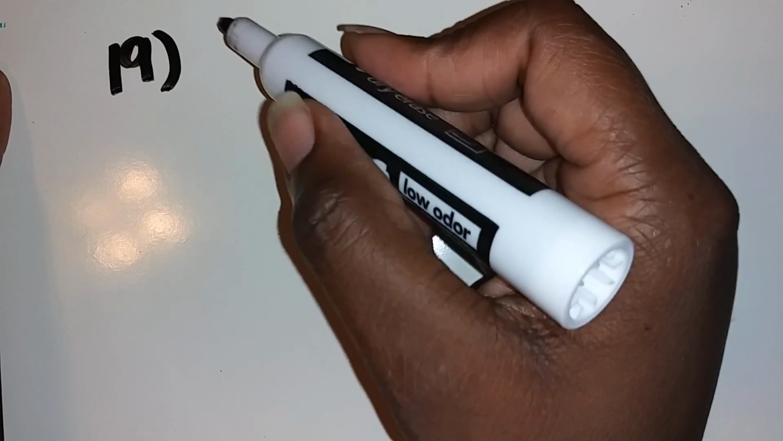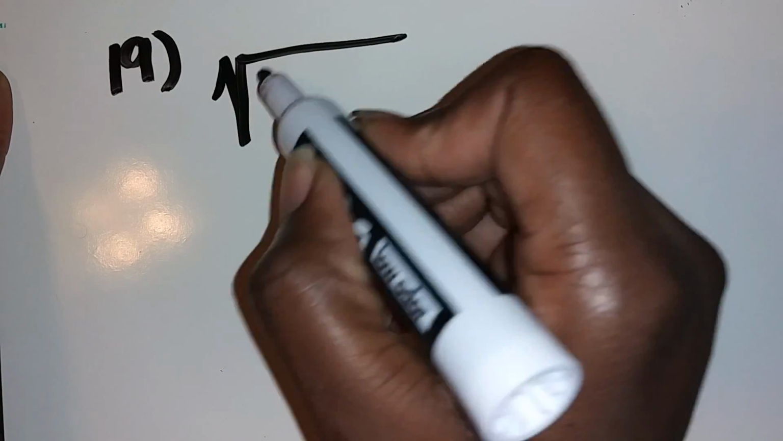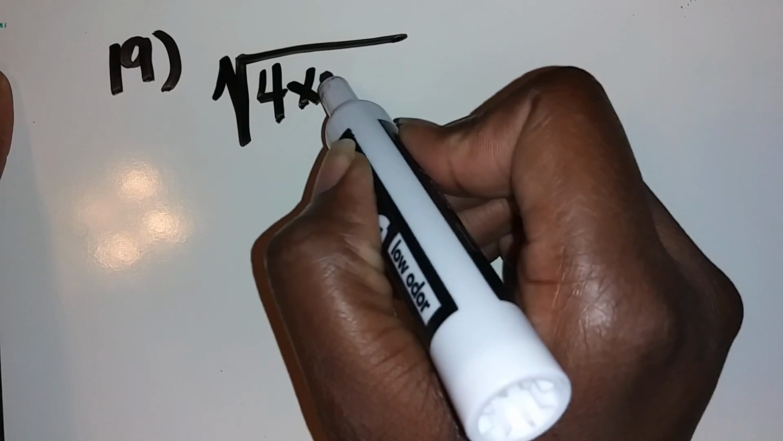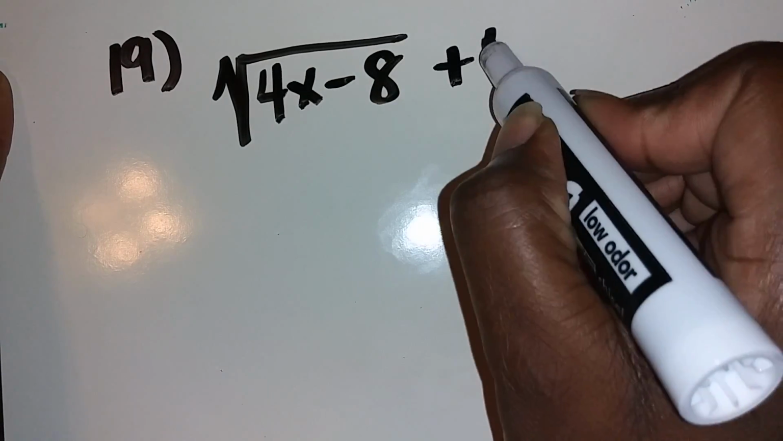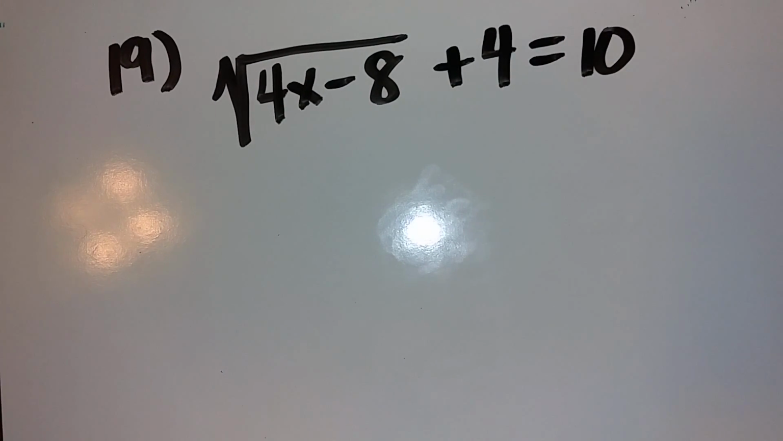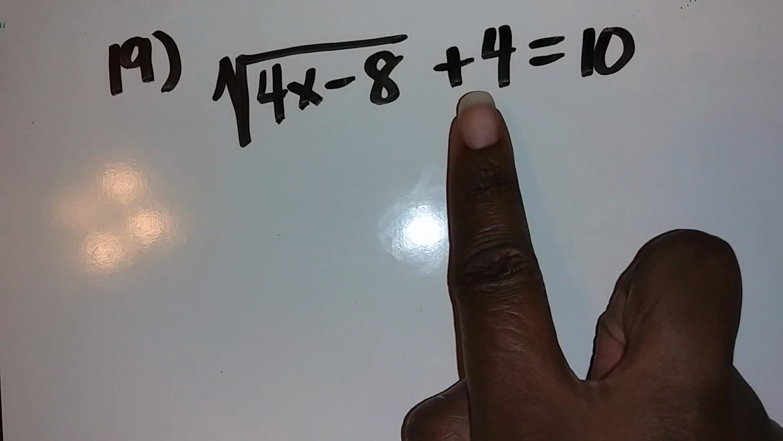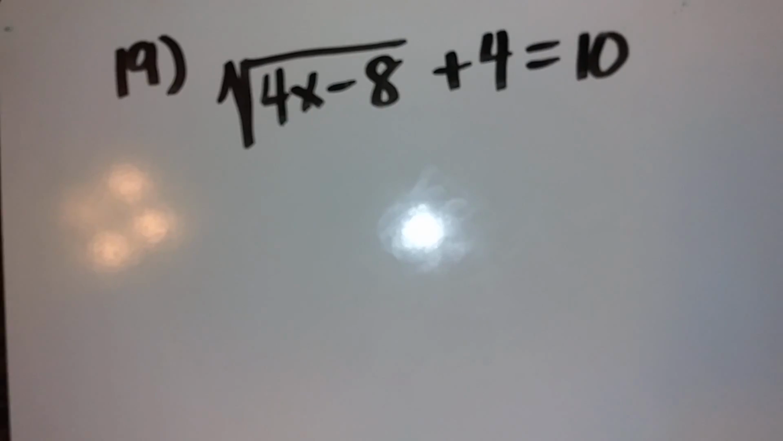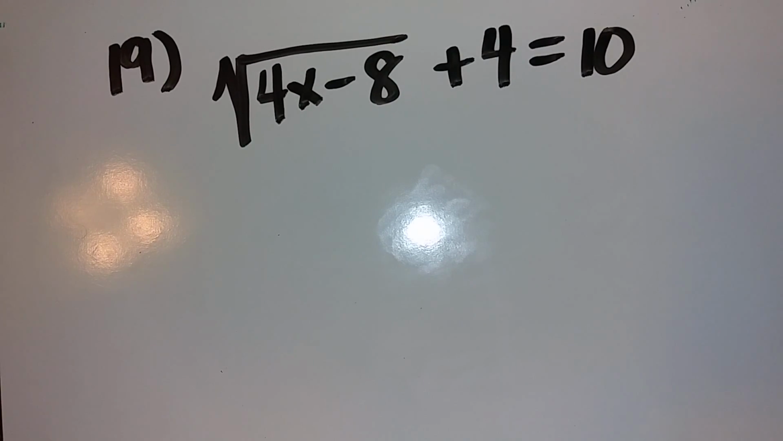Let's try another example. Let's look at number 19. If you notice, it has the square root of 4x minus 8 plus 4 outside of that root, and it's equal to 10. Now remember what the 4-step process says. The first step says to isolate one radical expression. If you notice, the plus 4 is also to the left of the equal. I need that plus 4 to the right side of the equal.